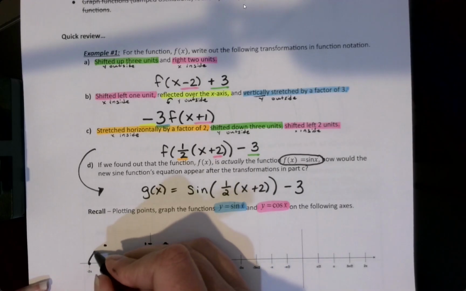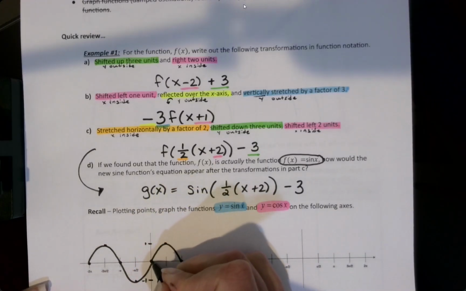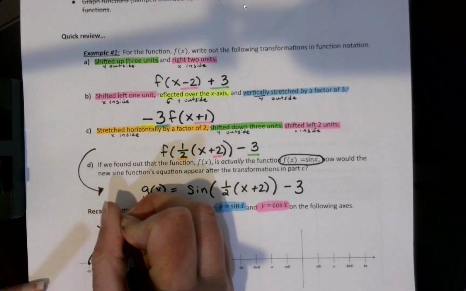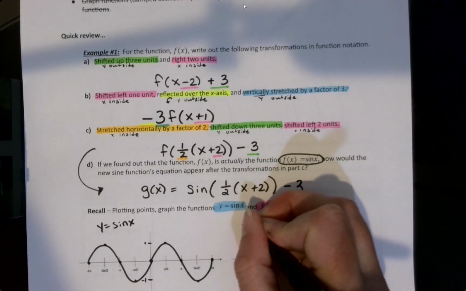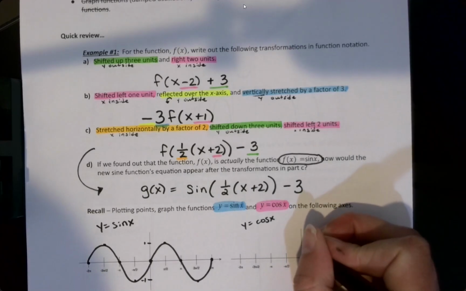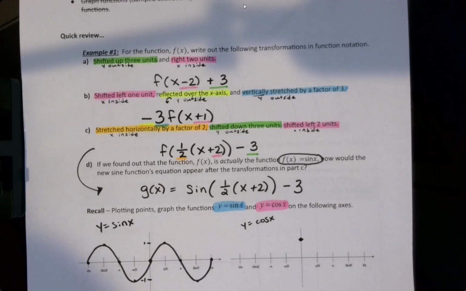So let's draw in the other side of the wave function. Okay, so this is the graph for y equals sine of x. And then let's draw our graph here for y equals cosine of x. Cosine of x starts at 0, 1. So it's going to start up here at the top.